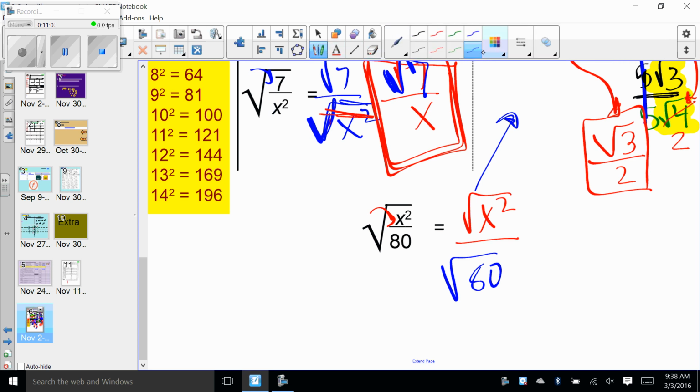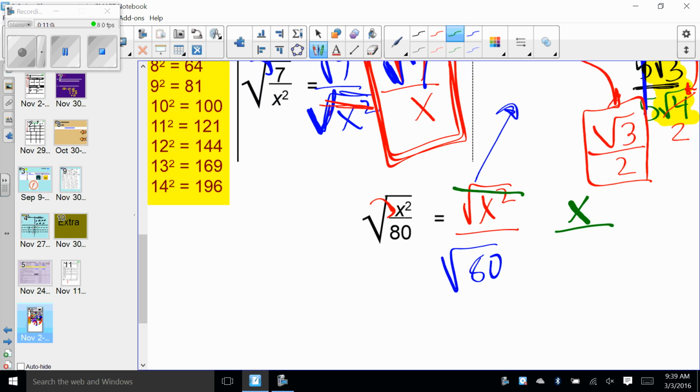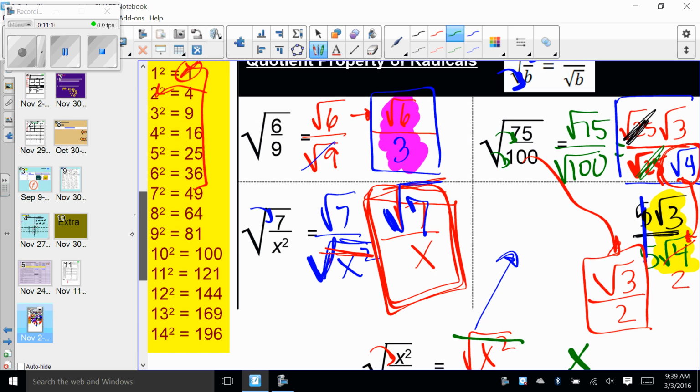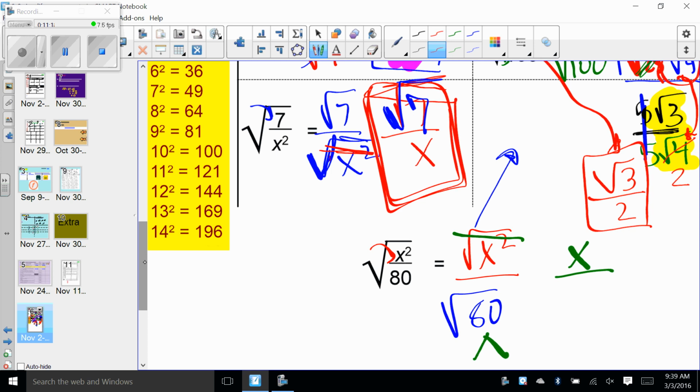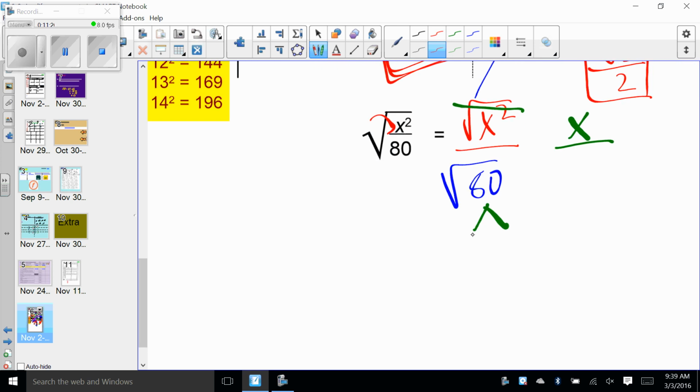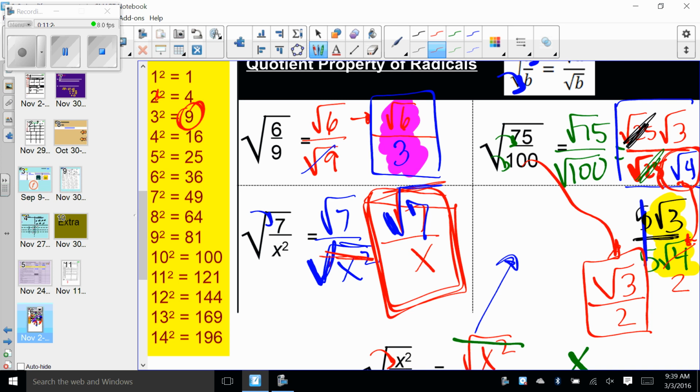When I solve that, the square root of x squared on top, the square and the root cancel, gives me x. Square root of 80 on the bottom. When I break that apart, 80. What goes into 80? Well, let's see. 4 maybe does, but for sure I know 9 goes into 80 because I know 9 goes into 18. Oh no, 9 doesn't go into 80. Whoops, what am I thinking?